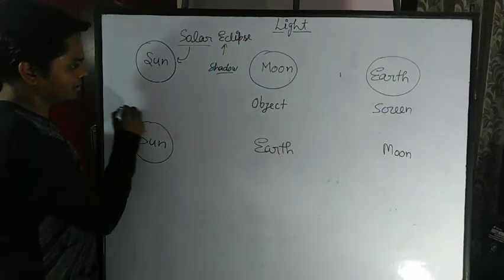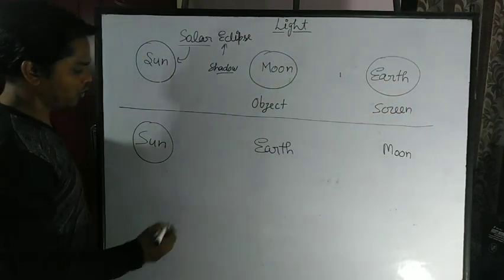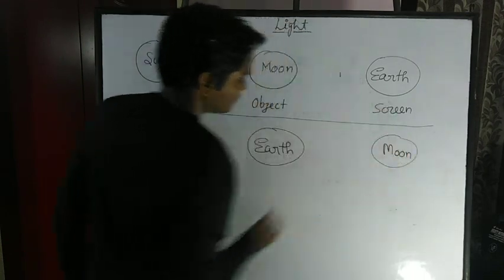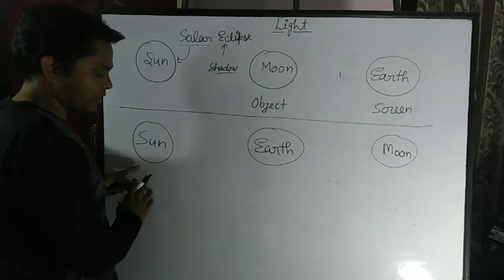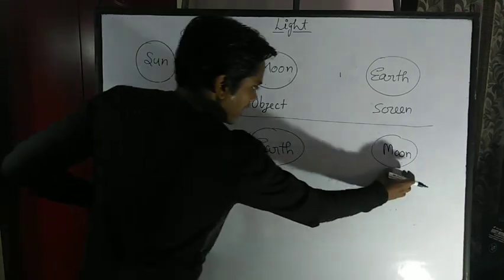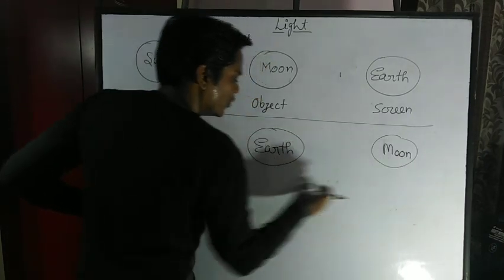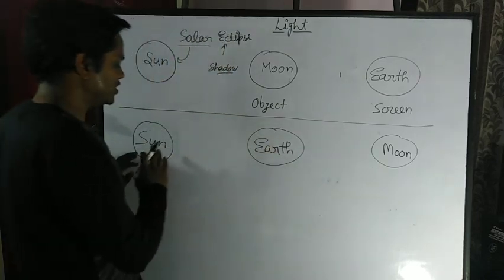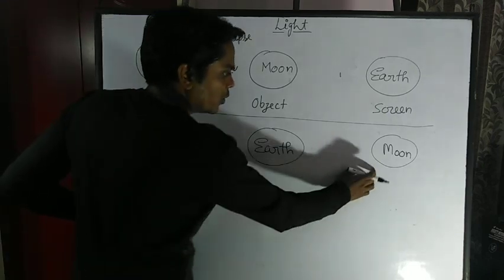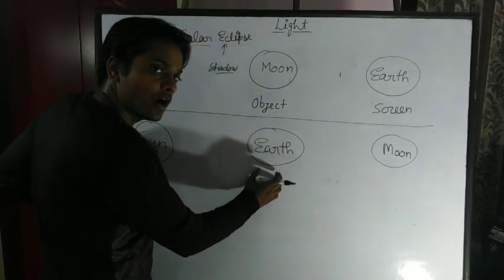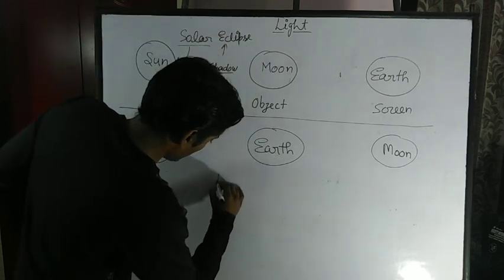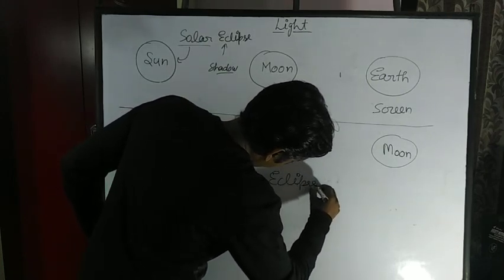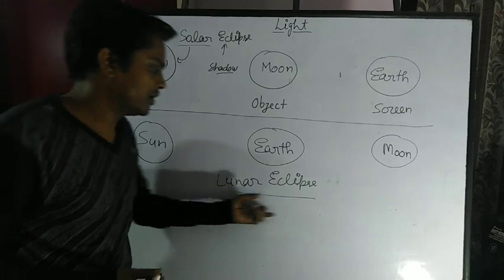Now we will understand lunar eclipse. Earth is here, and moon is here. Because earth is placed between sun and moon, from earth we are not able to see this moon, because no light falls on the moon because of this opaque object. So it is known as lunar eclipse.